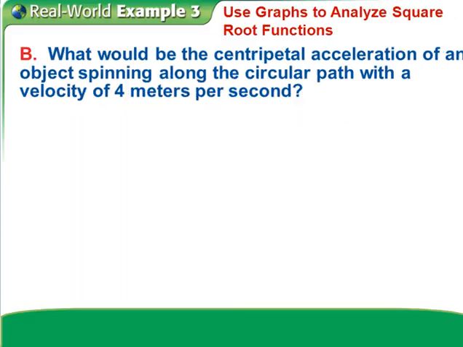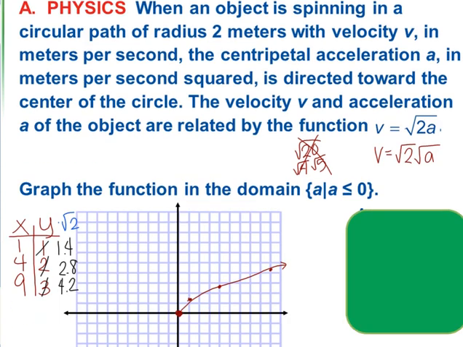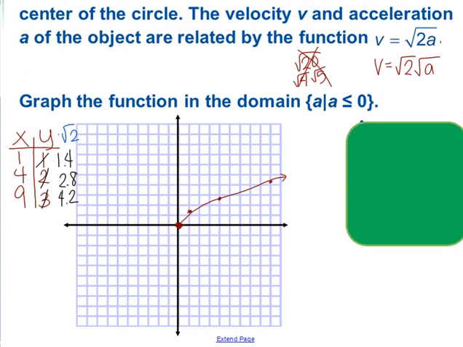But now let's use our graph to analyze it. It says the velocity is 4 meters. It wants to know what the centripetal acceleration is. So if we go back to this graph and estimate it from the graph, we would look at our velocity, which was y, acceleration was x, and we want to know at 4. So if we trace over 4, according to our graph, if velocity is 4, acceleration, let's put a squiggly line, is about 8.